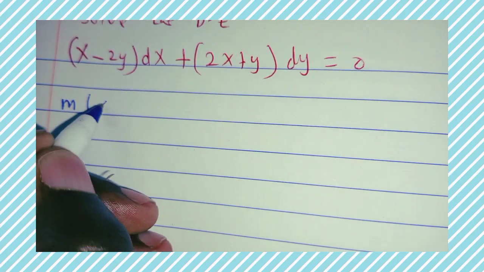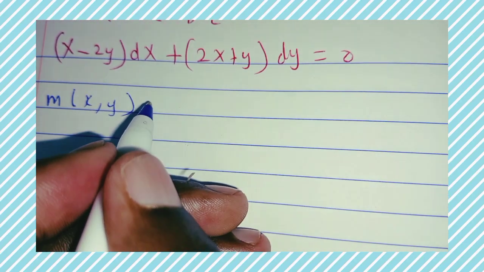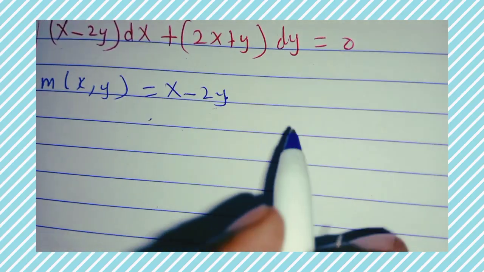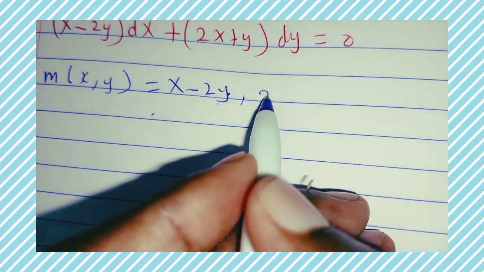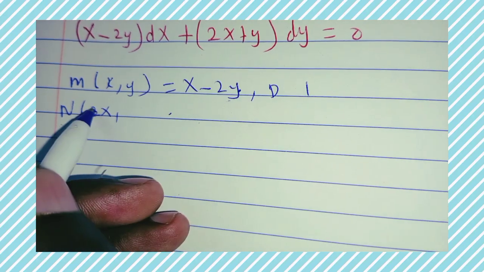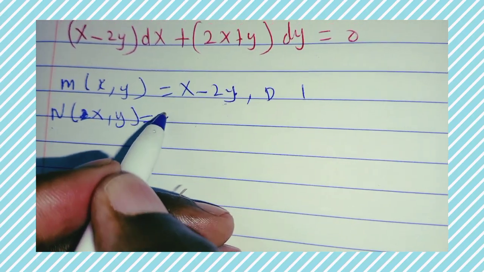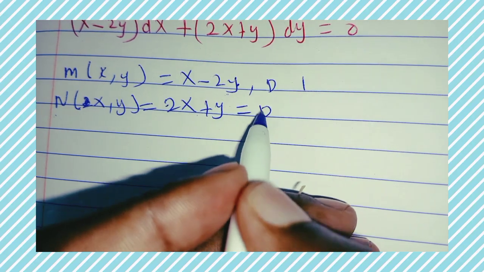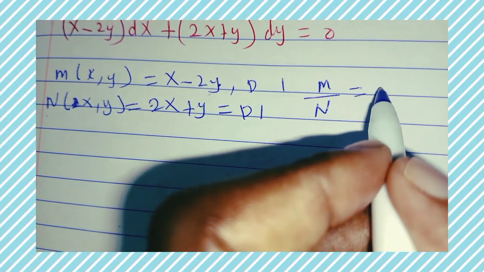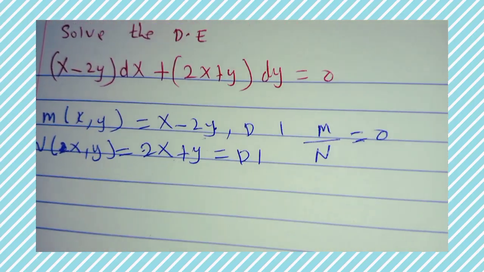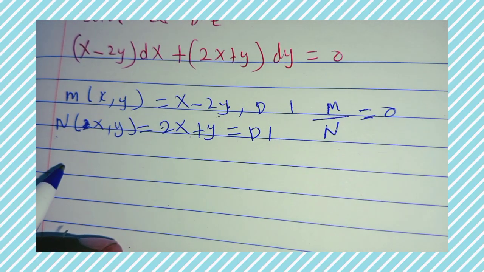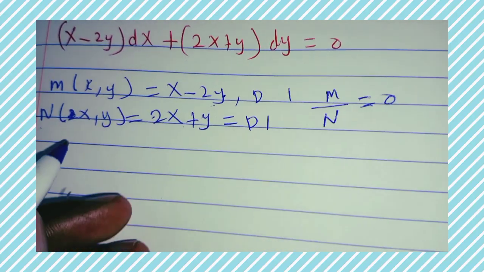Our M of xy from here is equal to x − 2y. You can clearly see here that this one is of degree 1. Then you take your N function of xy, which is 2x + y, of degree 1 also. So when you have M divided by N with the homogeneity of 0, clearly it tells you that such an equation is homogeneous.